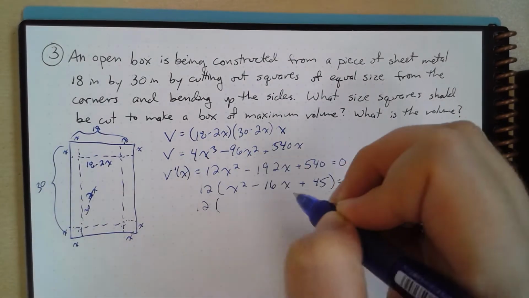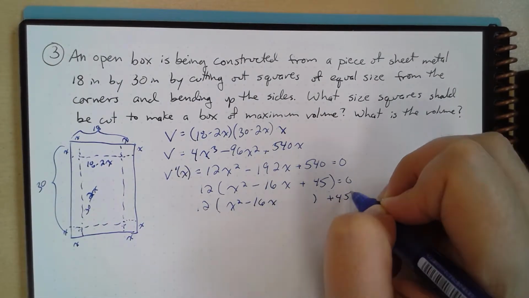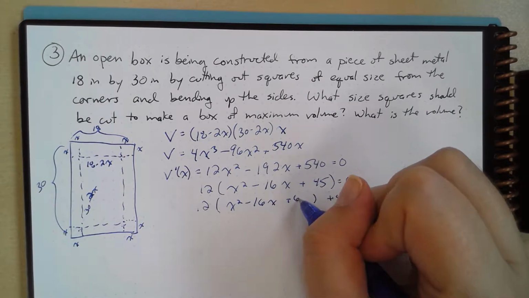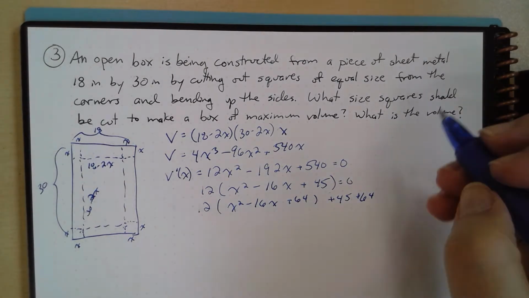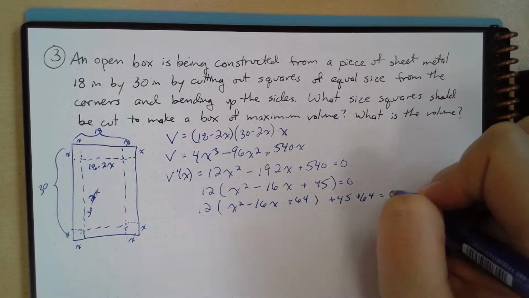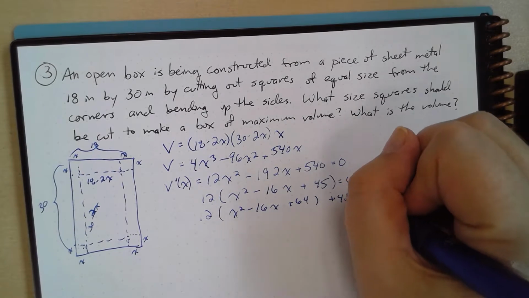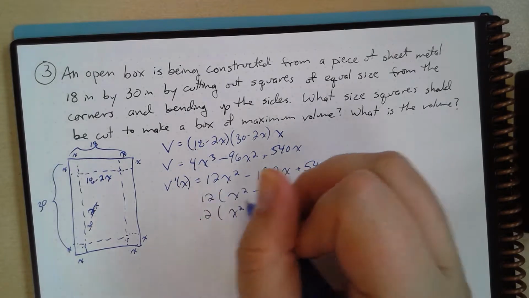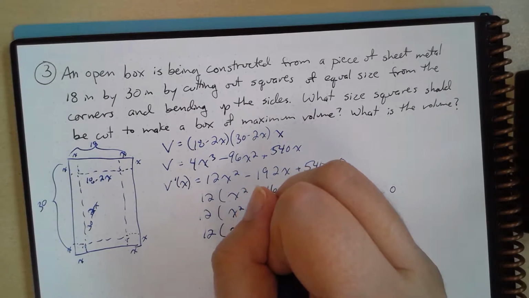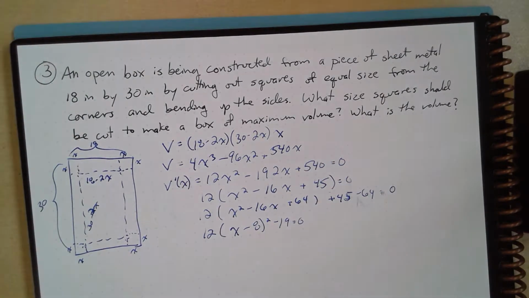12 times x squared minus 16x plus 45. 16 divided by 2 is 8, plus 64 plus 64. Or, nope, not. This equals 0. And actually, this should be minus, because I would have added it to both sides, right? So this should be a minus 64. So now we have 12 times x minus 8 squared minus 19 equals 0. Don't I still need that? One second here.